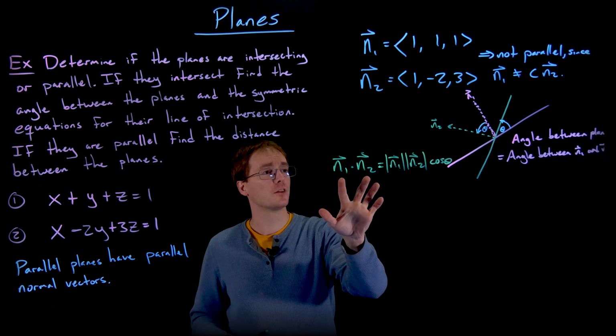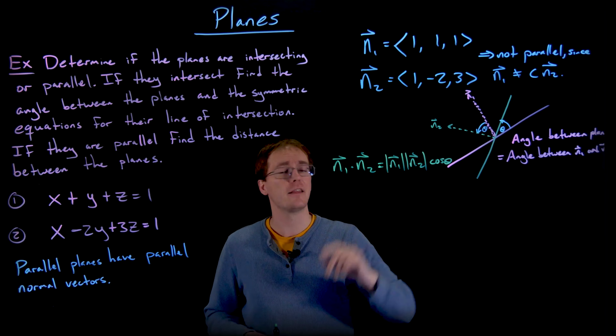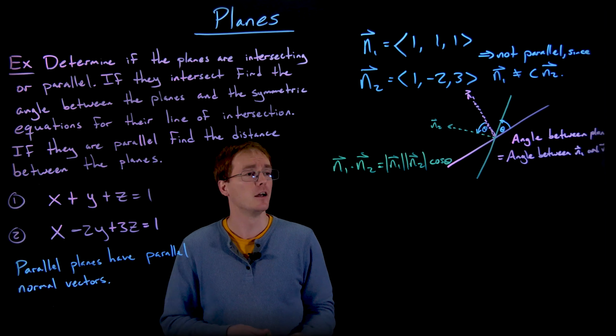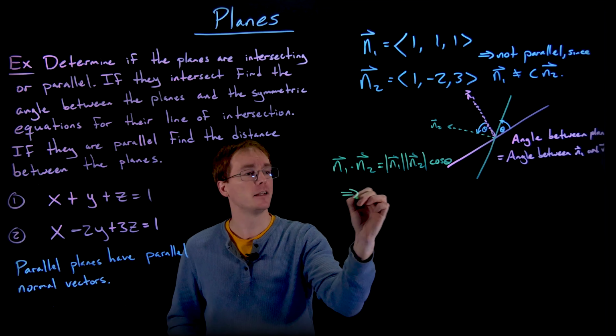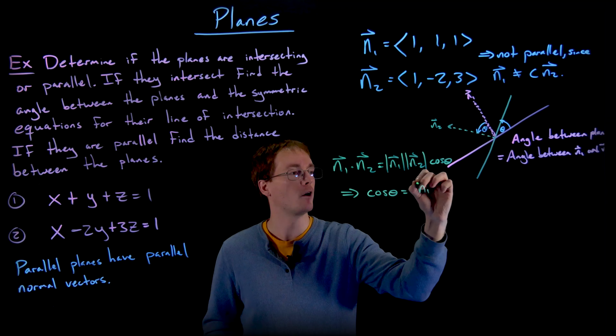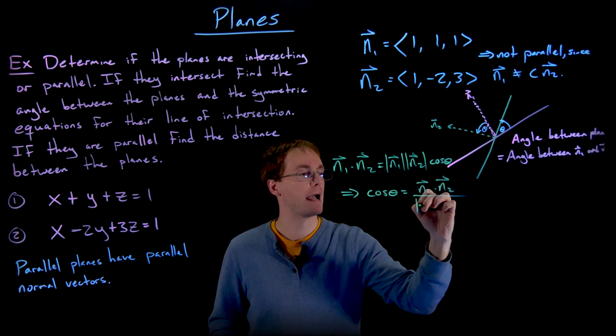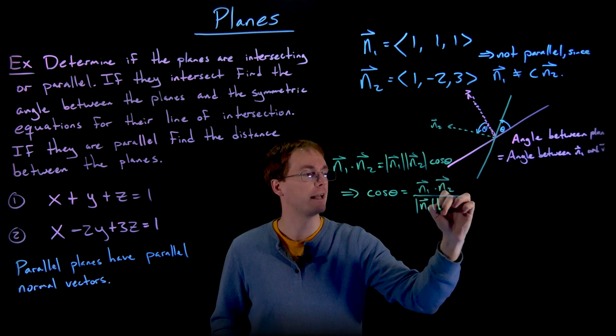So we can solve for the left-hand side of our equation, find the magnitude of our two normal vectors, and then solve for cosine of theta. Another way to do it that's pretty popular is to rewrite this formula as cosine of theta is equal to n1 dotted with n2 divided by the product of the magnitudes of the n1 and n2 vectors.